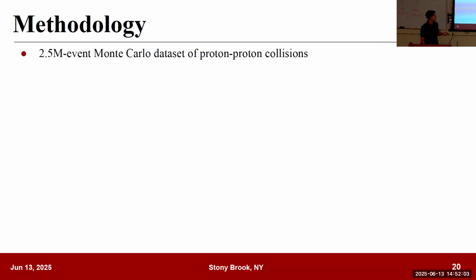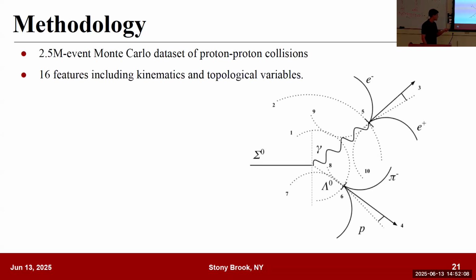So going to the methodology, we have a 2.5 million event Monte Carlo data set of PP collisions, and we also have 16 features, including kinematic features, which is the momentum of the photon and the lambda in this case of the decay of the sigma zero. And we also have 10 or more topological variables, which would be something like cosine of the pointing angle of the lambda and the photon, and also the distance of closest approach and so forth.